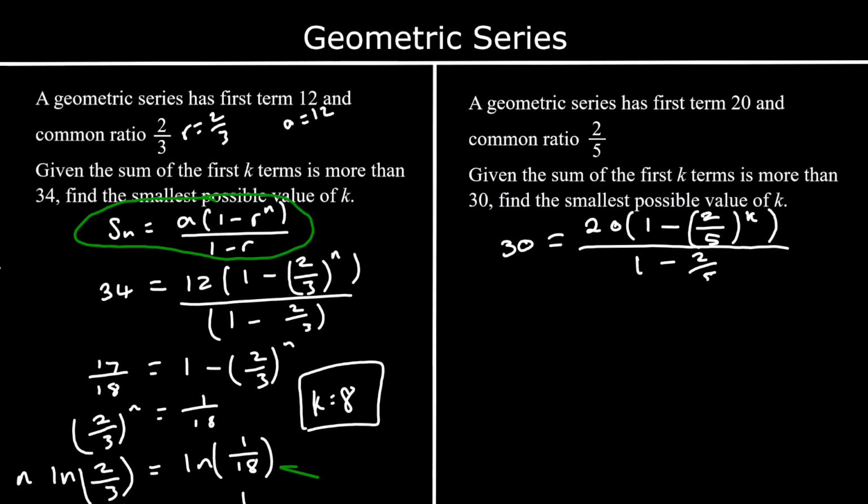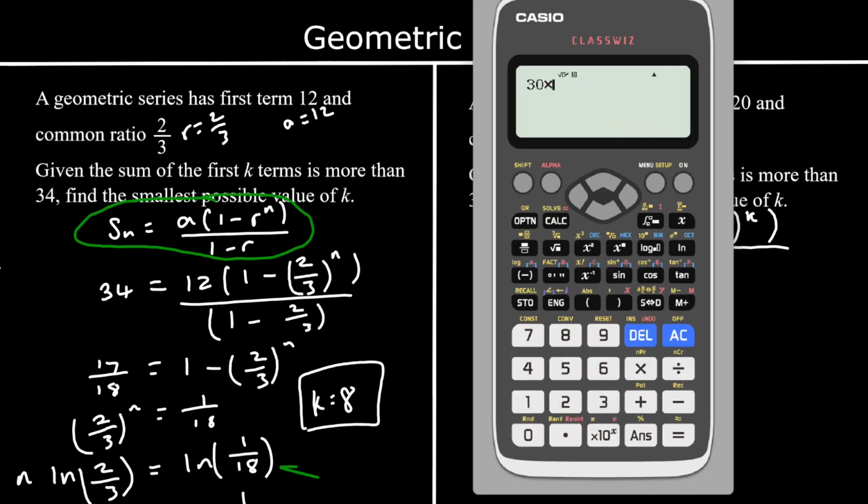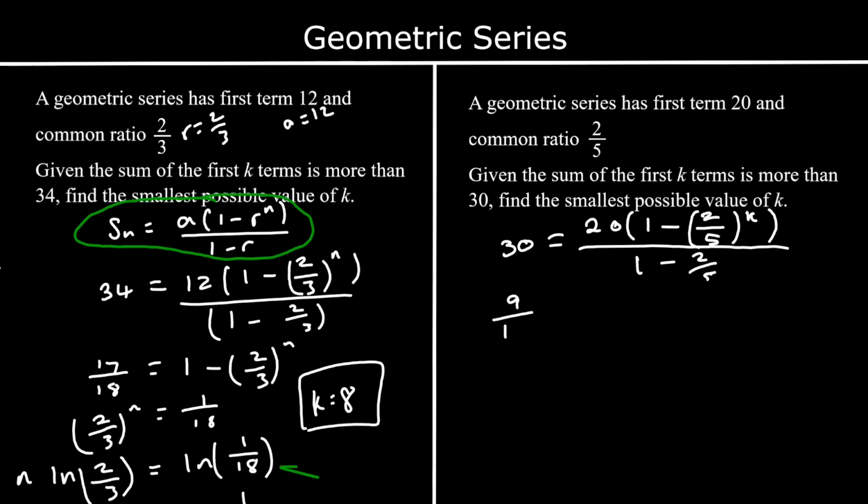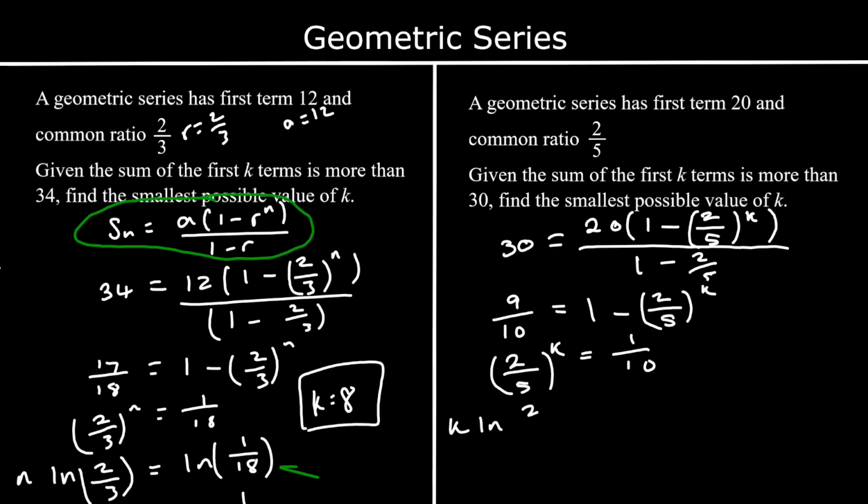3/5, I use the calculator. So 3/5 of 30 is 18, and then divided by 20 is 9/10. So 9/10 is 1 minus 2/5 to the power of k. So 2/5 to the power of k is 1 minus 9 tenths. Log both sides. So k log 2 fifths equals log 1 tenth. So k is log 1 tenth divided by log 2 fifths.